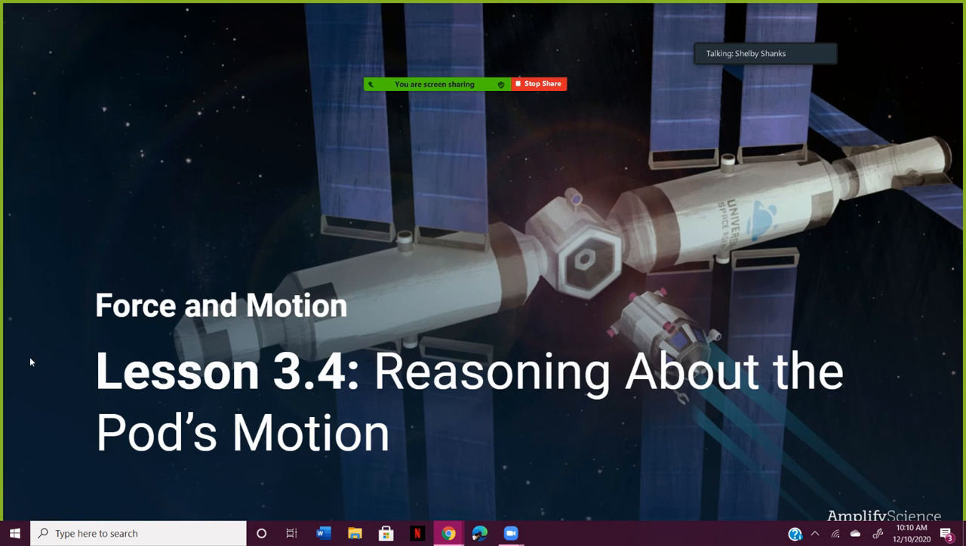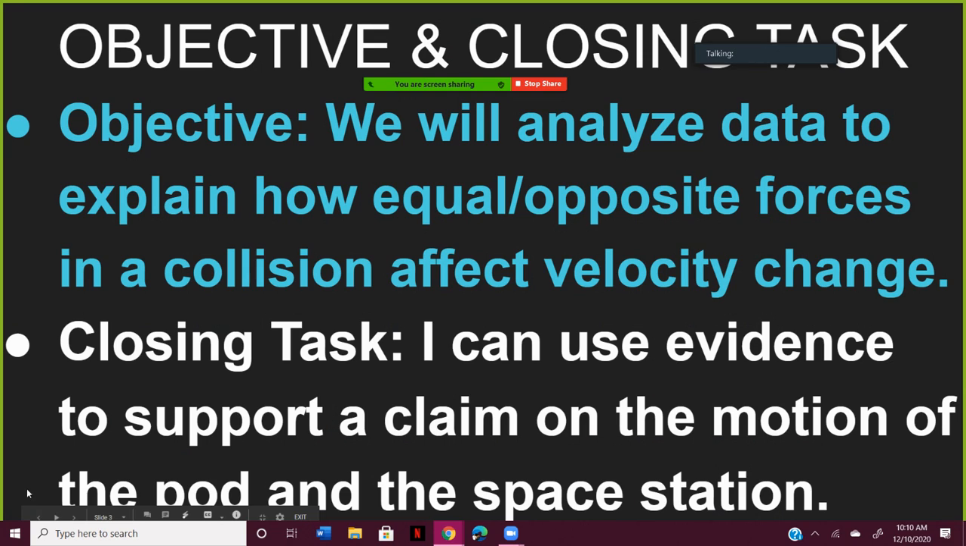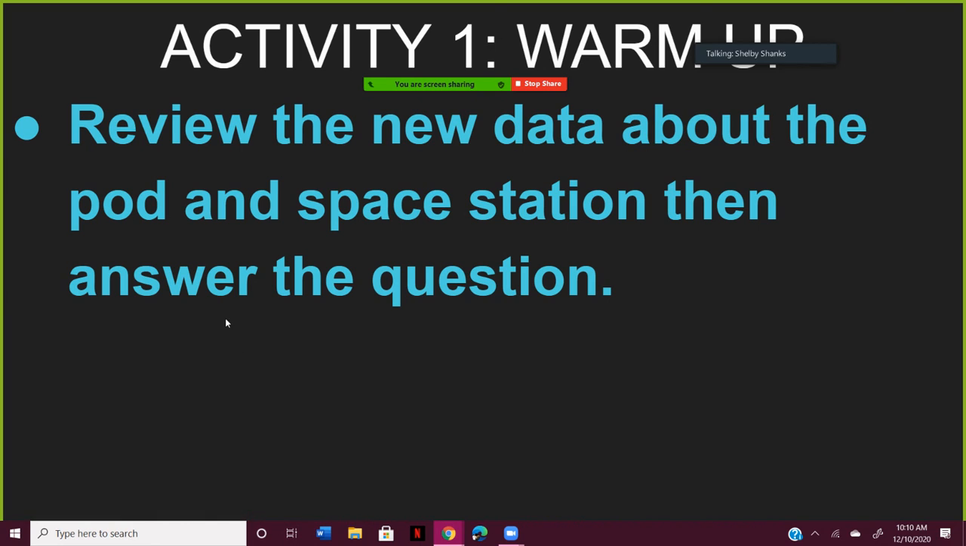All right, so lesson 3.4 is reasoning about the pod's motion. So we're putting everything together, and we're only talking about what happened to the pod and the docking station. So by the end of class, you're going to be able to use some evidence to support a claim on the motion of the pod and the space station. All right, so activity 1 is going to be our warm-up. We're going to review some new data about the pod and the space station and then answer the question below it.